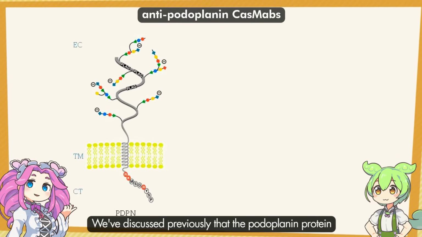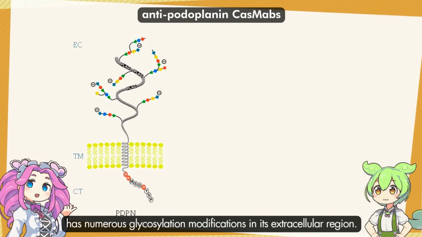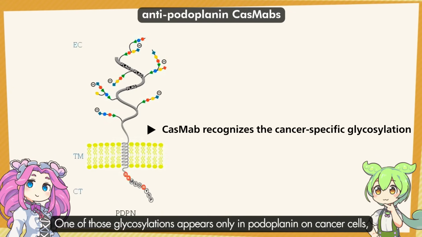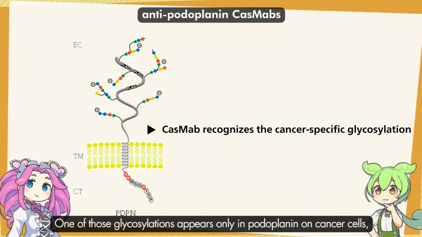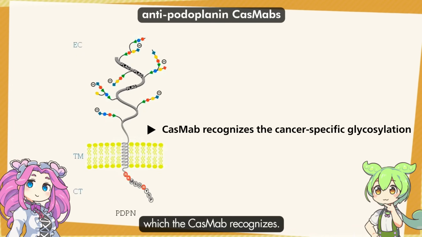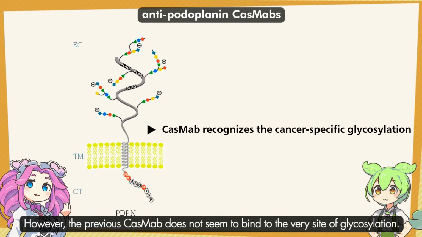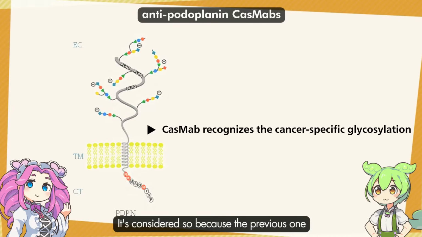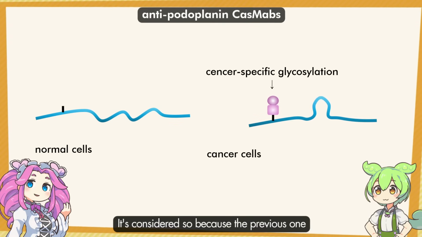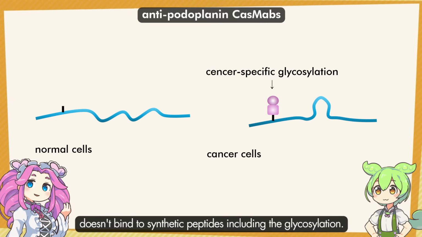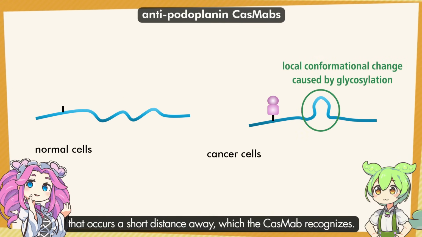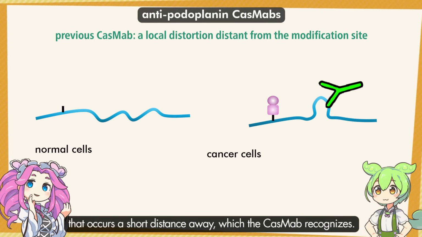We've discussed previously that the podoplanin protein has numerous glycosylation modifications in its extracellular region. One of those glycosylations appears only in podoplanin on cancer cells, which the CasMab recognizes. However, the previous CasMab does not seem to bind to the very site of glycosylation. It's considered so because the previous one doesn't bind to synthetic peptides including the glycosylation. Presumably, the glycosylation leads to a local conformational change that occurs a short distance away, which the CasMab recognizes.